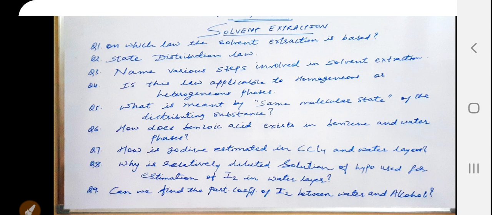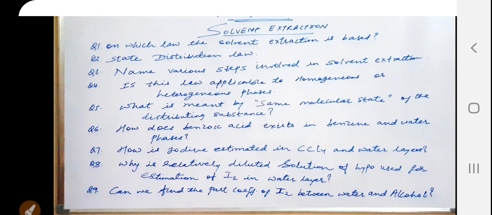Okay. Then check out the next question there. Why is relatively dilute solution of hypo used for estimation of iodine in water layer? Do you remember the practical which we do? In that case, if you consider the two layers, one layer is carbon tetrachloride and the other is water layer, we have different normalities of the hypo solution for both of them. In the water layer we take 1 upon 100 normal solution, for example, and in case of carbon tetrachloride, it's 1 upon 10 normal. So hypo solution in case of carbon tetrachloride is comparatively more concentrated, right?